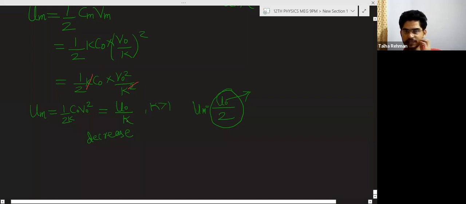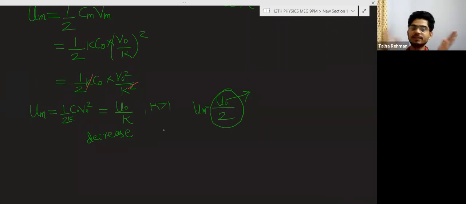I am saying K is greater than 2. So take any value which is greater than 2, greater than 1. K is greater than 1. So that is why I am saying the energy stored in the capacitor will decrease. You can think of this like this.